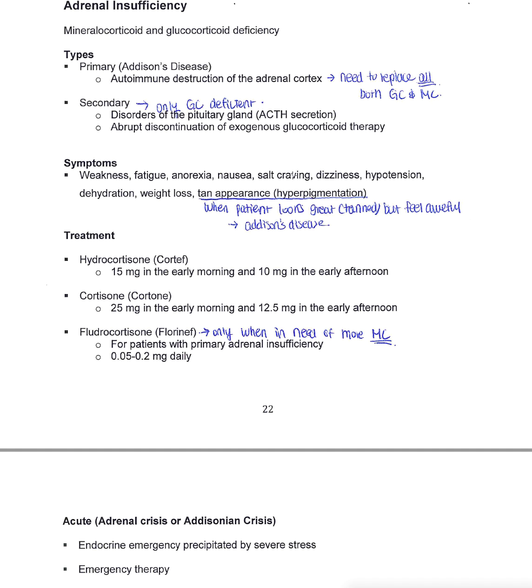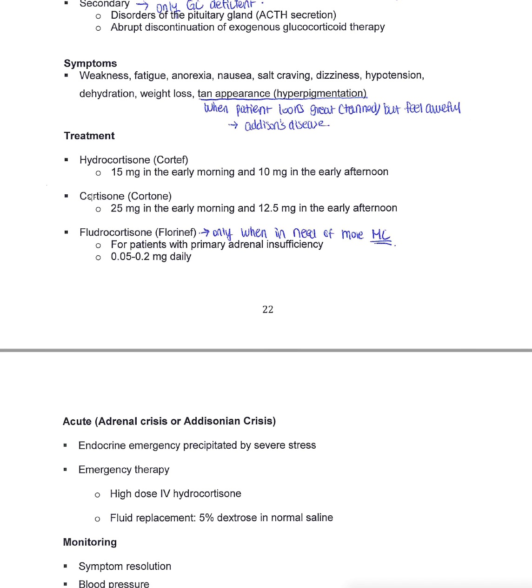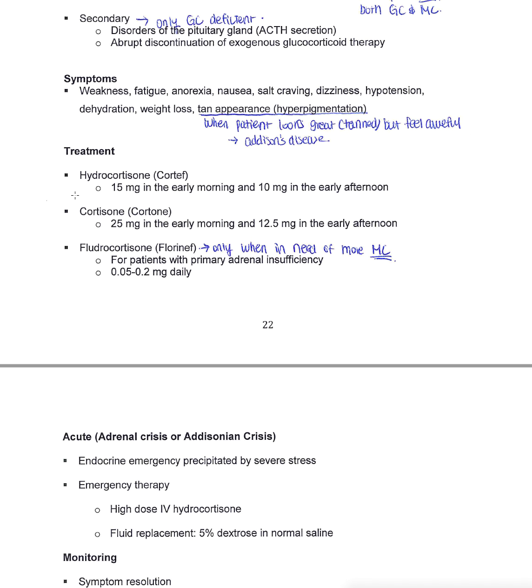So again, the salt craving, hypotension, and tan appearance are going to be shown only in primary cases, not really in secondary. So treatment, we are replacing, so this is a treatment for primary Addison's disease. For Addison's, remember that we need to replace both glucocorticoids and mineralocorticoids. So we need to give either hydrocortisone or cortisone, which have both glucocorticoid and mineralocorticoid activities.